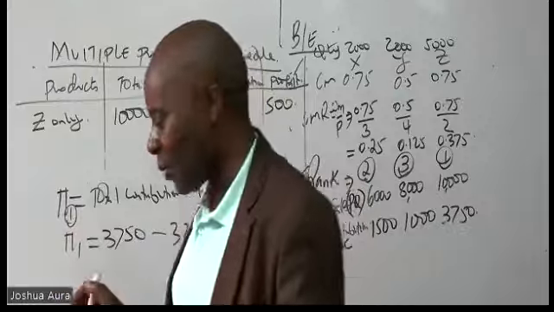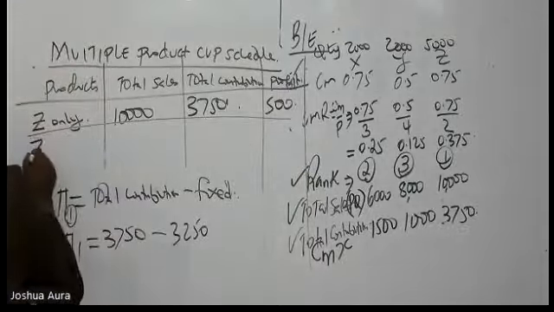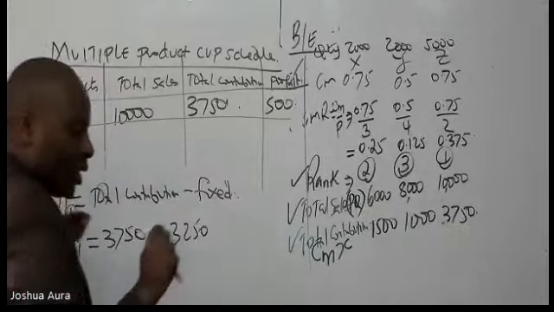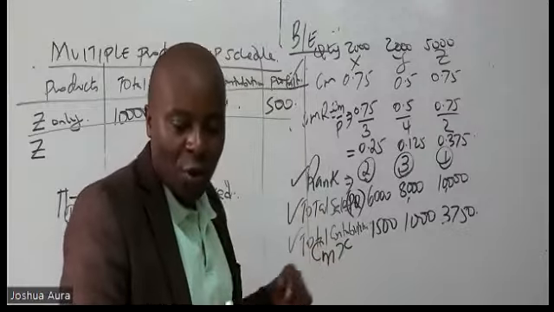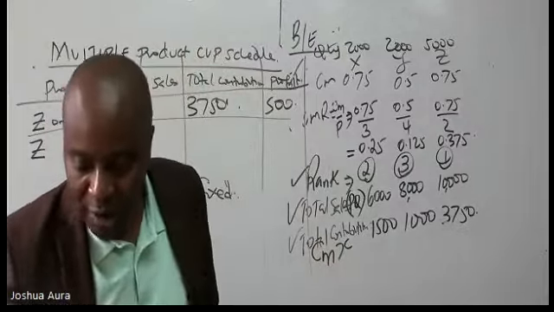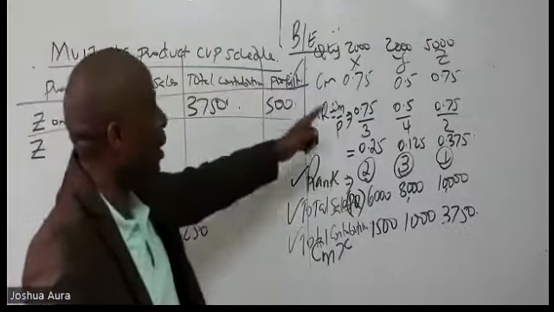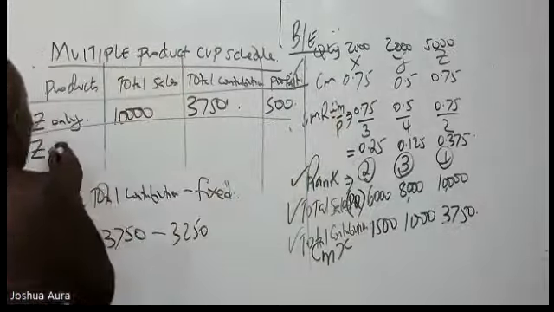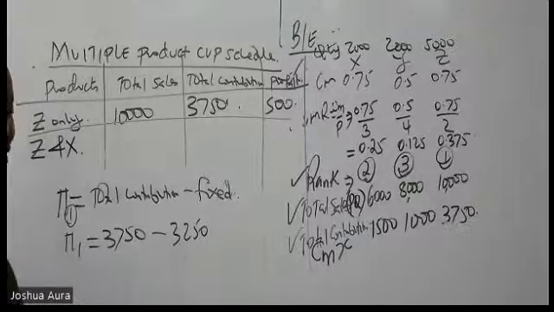So the second possibility is for us to come and produce. Of course, the first has to be in the equation. We produce Z with the second ranked product. The second ranked product here is X. So we produce Z and X.